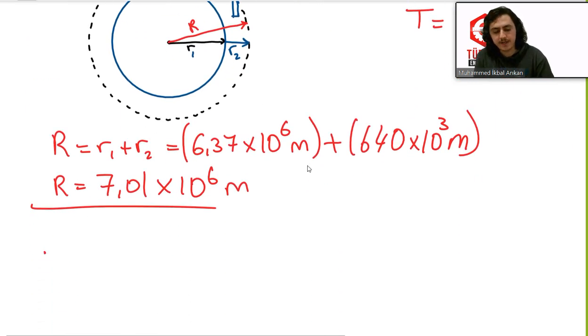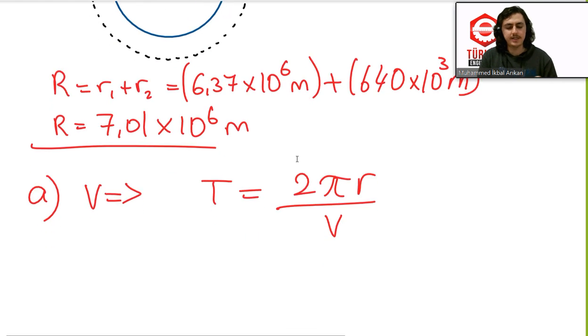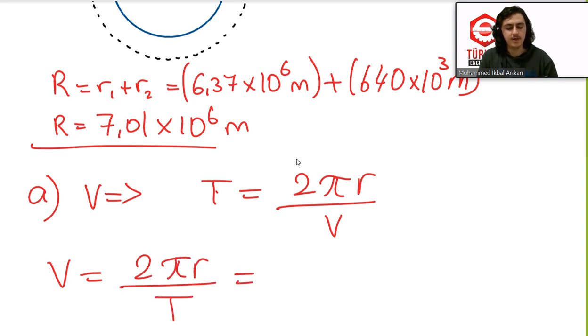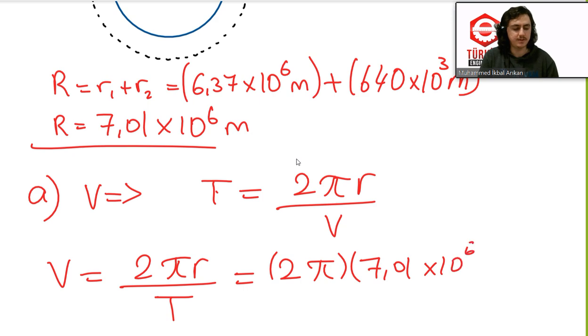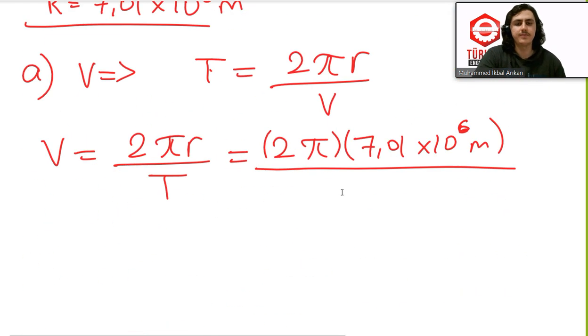I will begin with part A. I'm asking for the velocity. Velocity can be calculated from the time period formula. As you know, the time period is 2 pi r divided by velocity. So I can solve for the velocity by switching the time period and the velocity. I will get 2 pi r divided by the time period. So 2 pi, and our r is 7.01 multiplied by 10 to the 6 meters, divided by how many seconds I have? Just this one, so I will copy and paste it here.